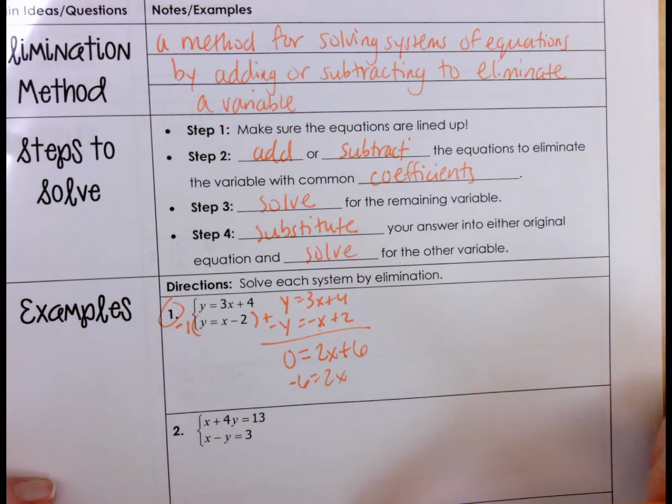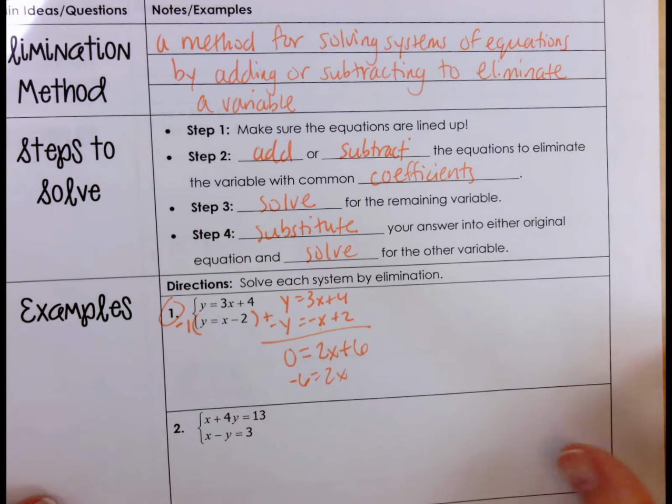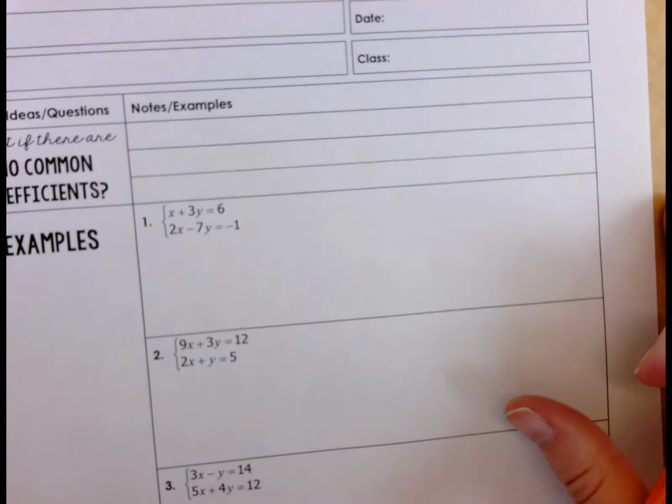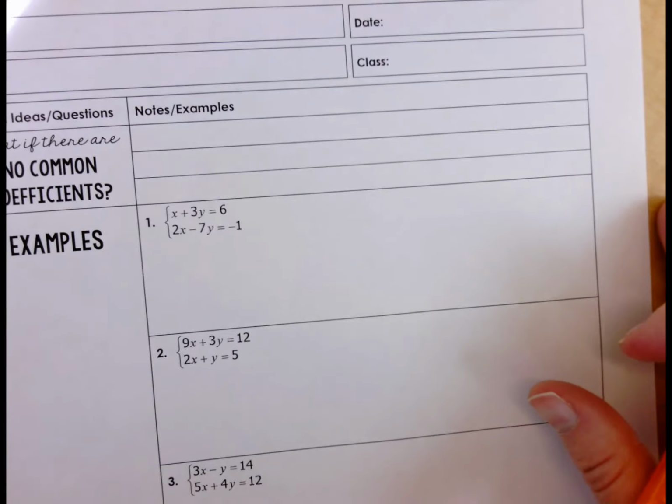Go ahead and finish 1, 2, 3, and 4, where you're just going to have one magic number, whatever it may be, to add these equations together and to get rid of a variable. Okay, and then on the back side, we deal with the question of what if there is no common coefficient.